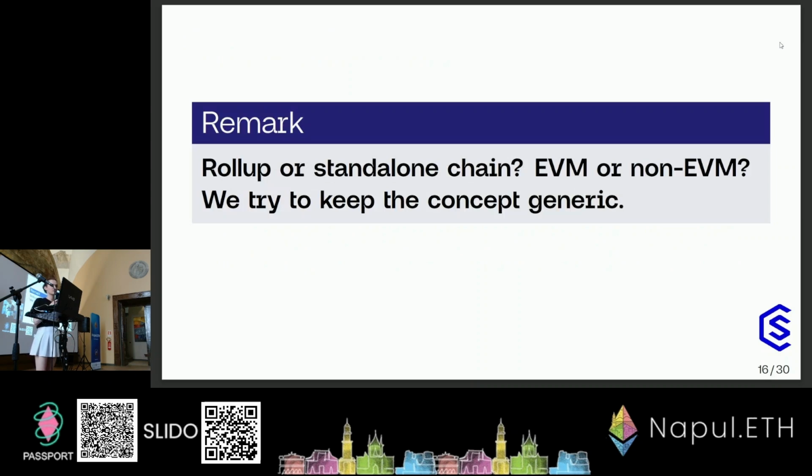So as a note, we're building a prototype. We are not saying it should be a roll-up or it should be standalone chains. We're also not saying it should be EVM, even though the prototype is EVM, but we try to be relatively agnostic with regards to that.